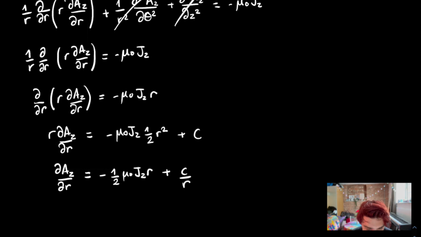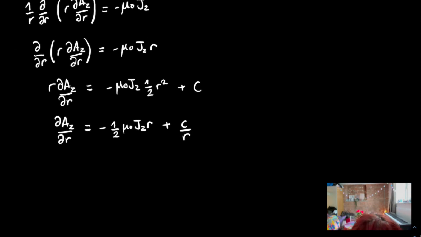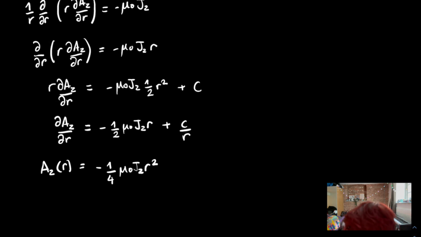And now to integrate this equation for a second time with respect to r, for this first term we're going to get another 1/2 r squared, which will then multiply to give minus 1/4 times mu naught jz times r squared. That's our first term. And when we integrate the other term with respect to r, well, we've got a 1 over r, so that's going to give us a natural log function of r right here. And of course, we're going to get a second constant right here.